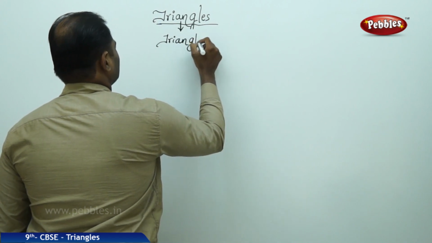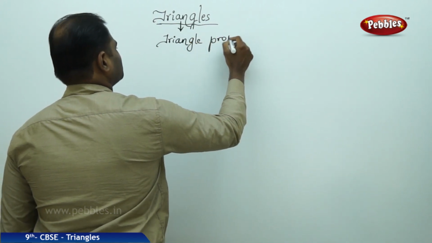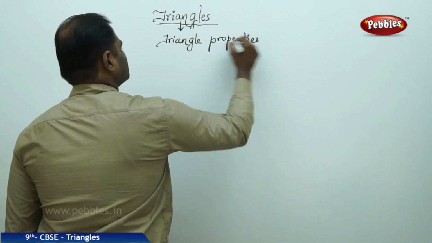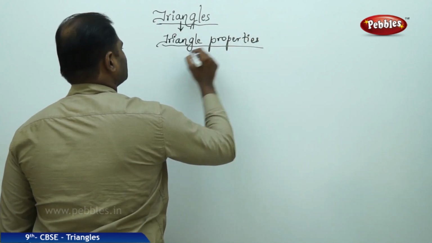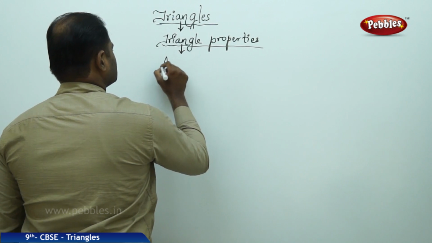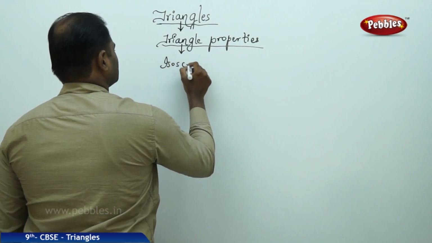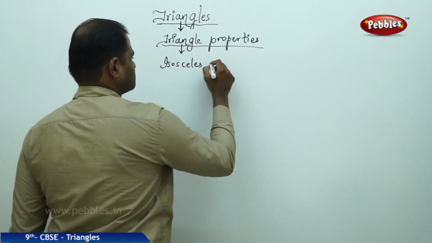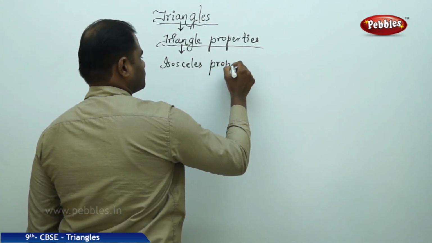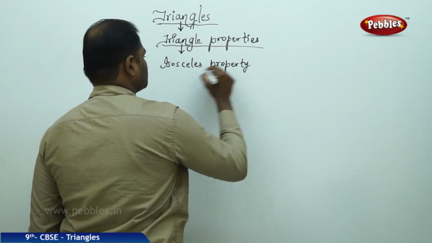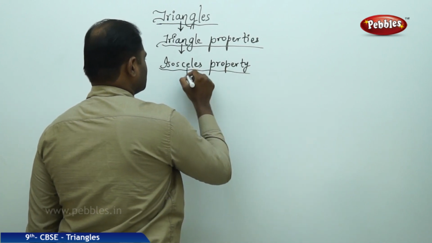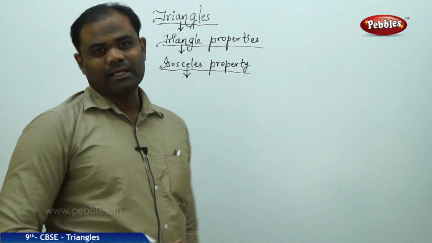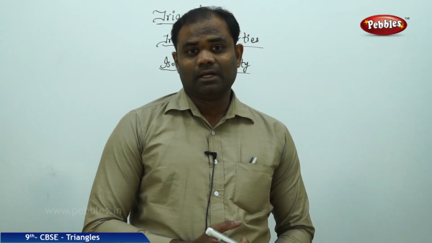Triangle properties. The first property is isosceles property in mathematics. What is an isosceles property?